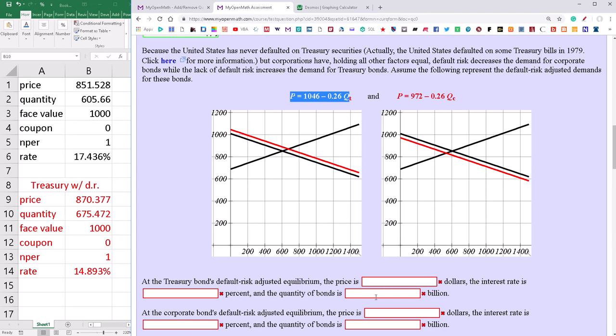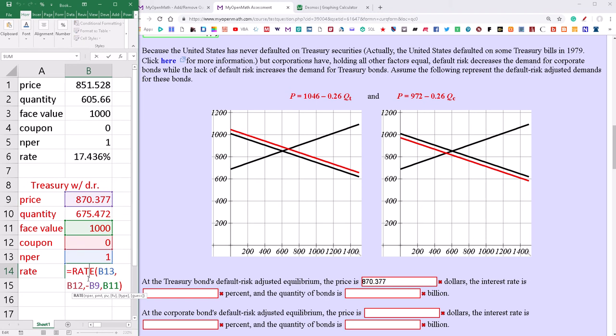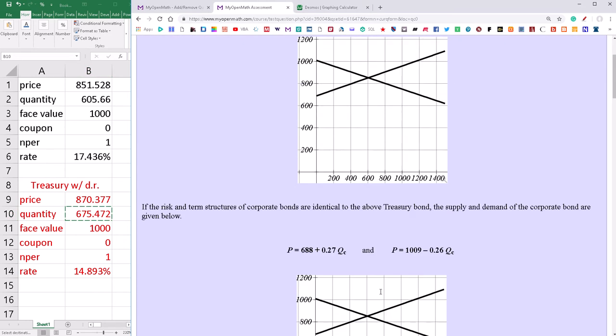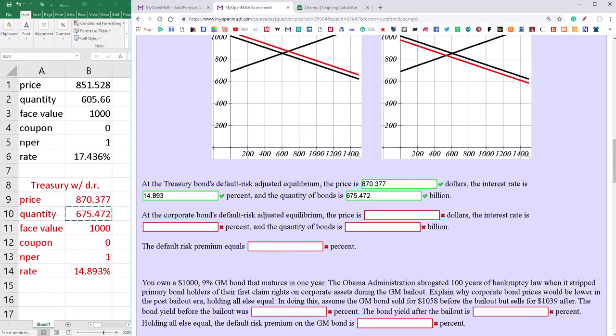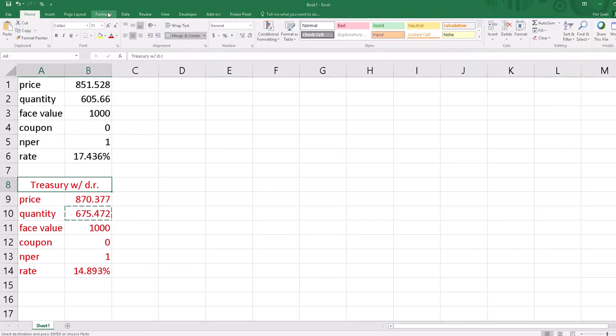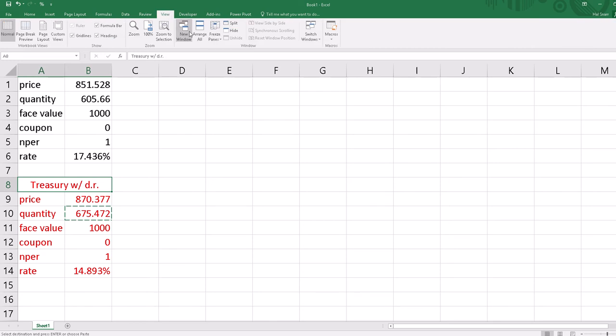Okay, at the treasury bonds default risk adjusted equilibrium, the price is now a little higher. The interest rate, again, we use the rate equation from Excel. The interest rate is 14.893%, and the quantity of bonds is about 70 higher than it was. Okay. Now let me freeze this pane here. View, freeze pane.